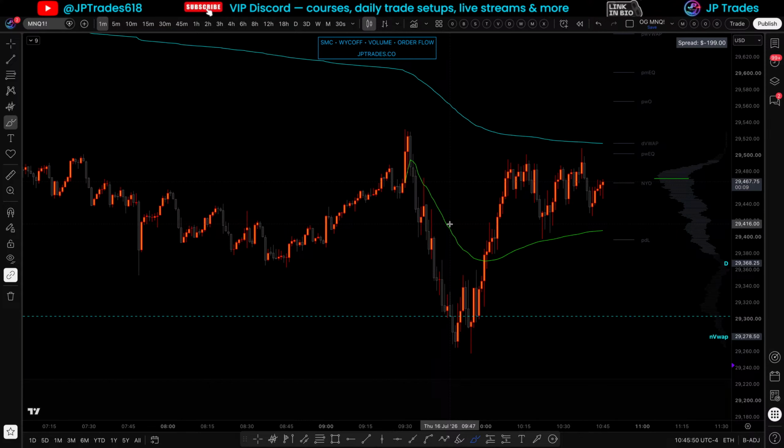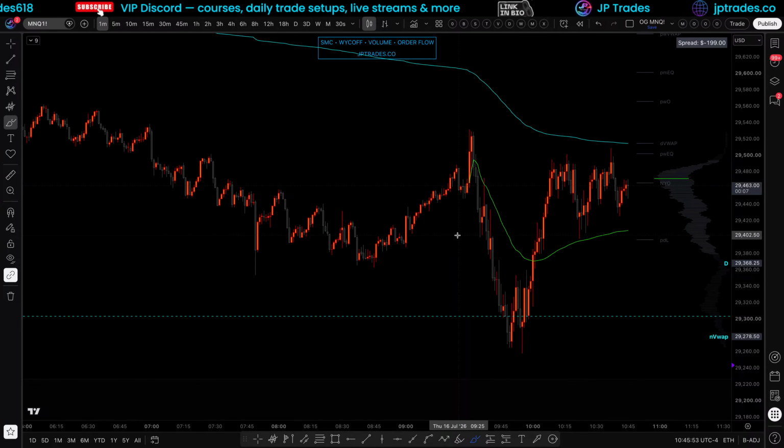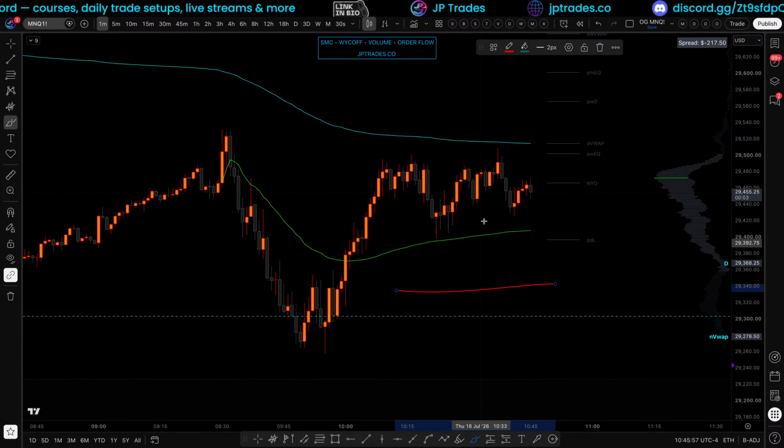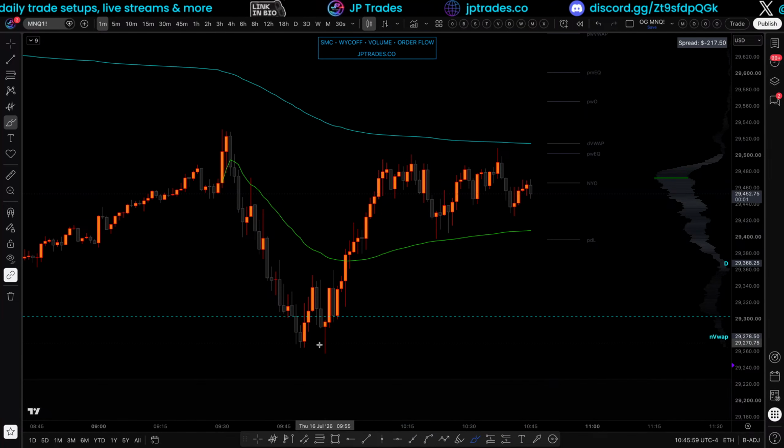But good trade idea overall, man. You were watching the whole area. I think you absolutely nailed the confirmations there.